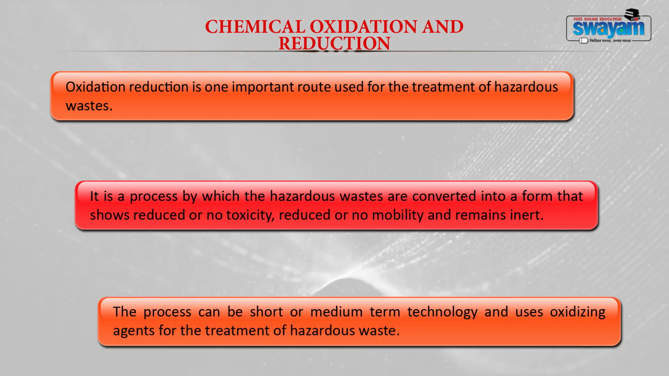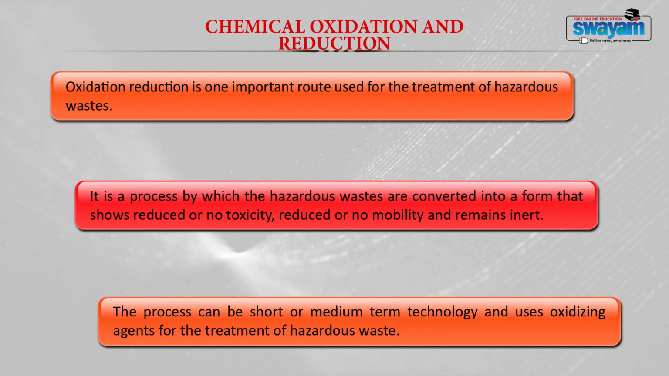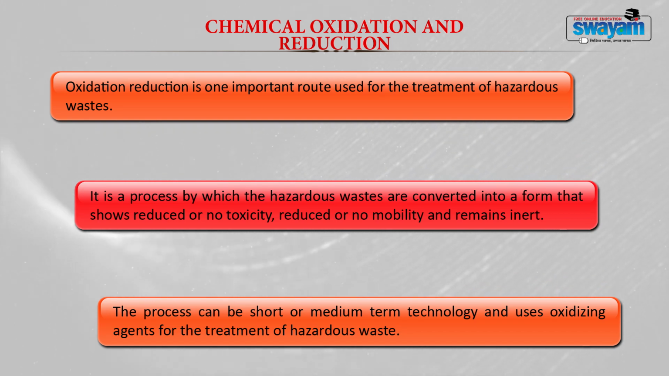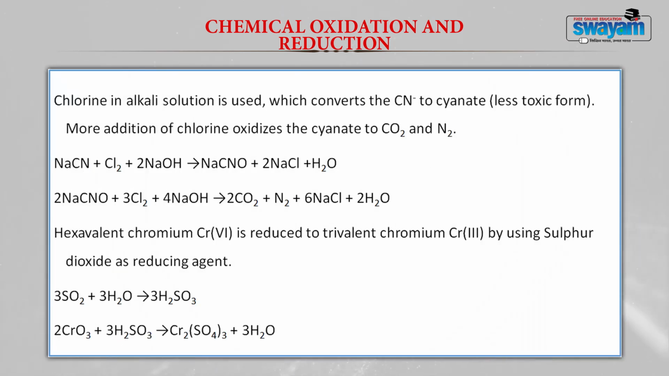Now, the process can be a short or medium term technology, and it can use certain oxidizing agents like potassium permanganate and dichromate and so on. Now, chlorine in alkali solution is used to convert cyanide to cyanate, which is a less toxic form. More addition of chlorine oxidizes the cyanate to carbon dioxide and molecular nitrogen. Now, the equations are given below.